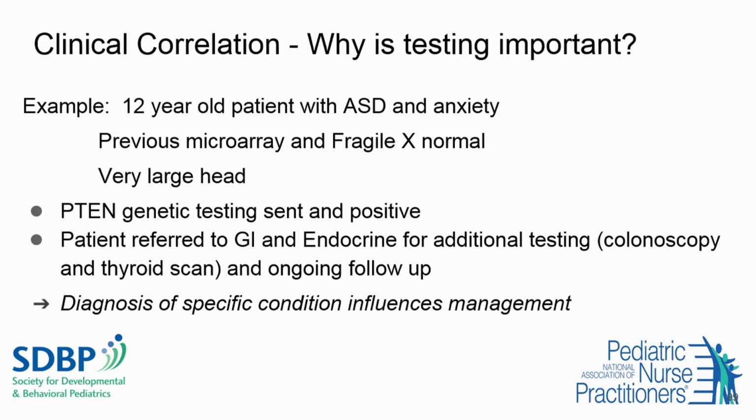And this slide is just to remind us why this testing can be so important. And this is actually a case from my own practice. This is a boy that I saw at age 12 for consultation. He already had been diagnosed with autism and anxiety, and he'd had microarray and Fragile X testing that were normal, but his head circumference was huge. It was more than 4 standard deviations above the mean. And when I ordered the testing, it was positive, he does have a PTEN mutation.